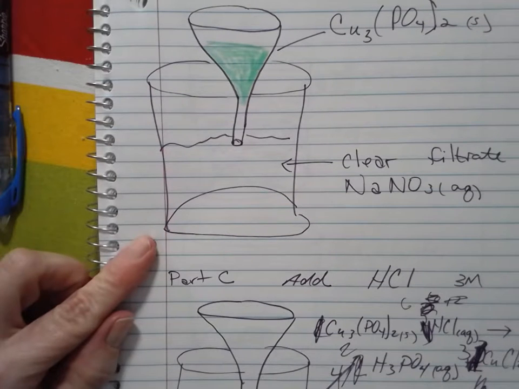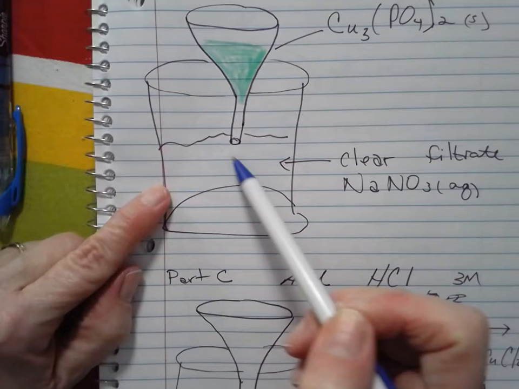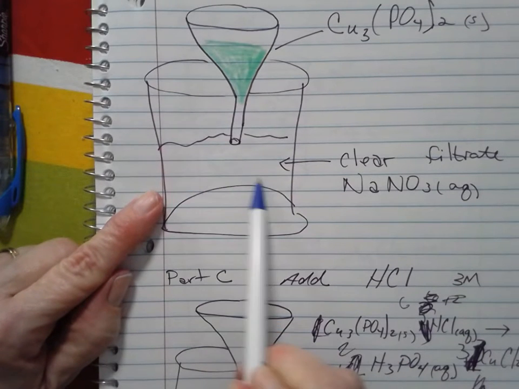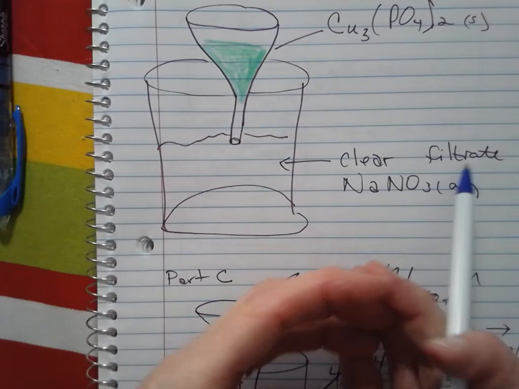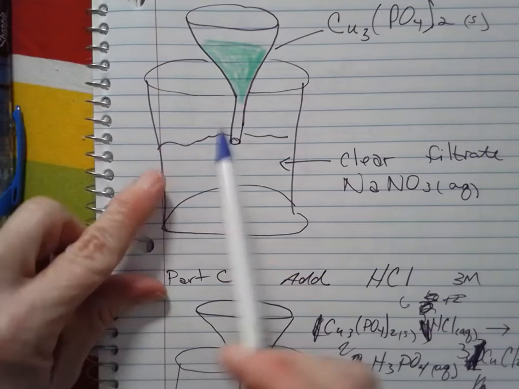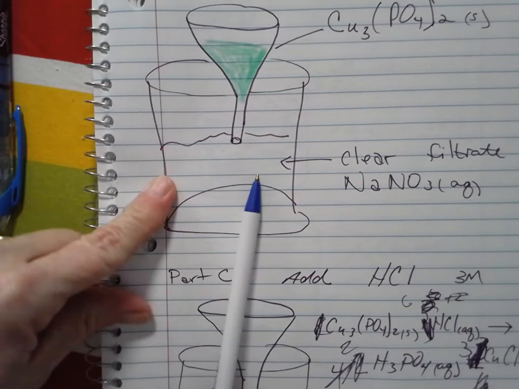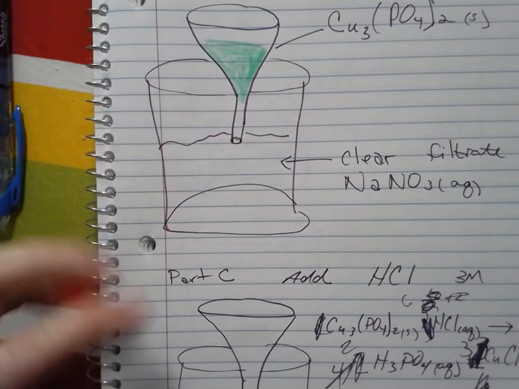That's where you lost some. If you ended up with blue stuff in here, if this was blue at all, your filter paper may not have been seated in there correctly, and this could have been a big source of error here where you lost some of your copper.